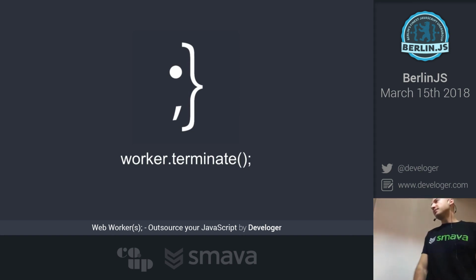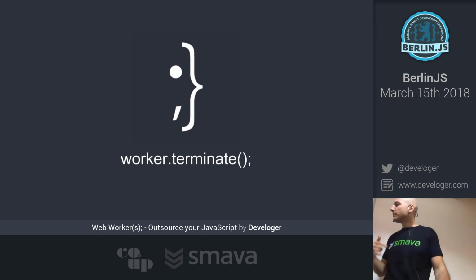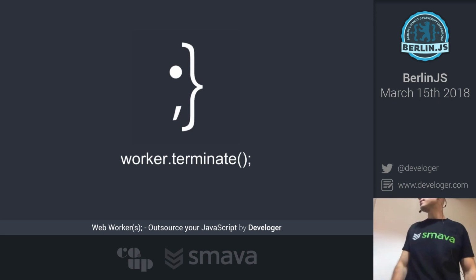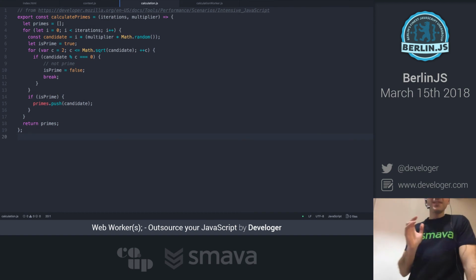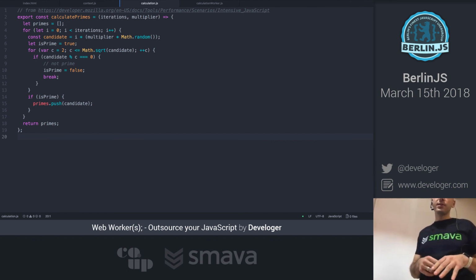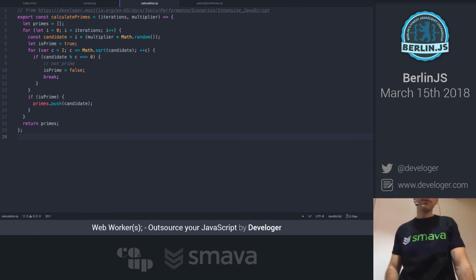And at the end, if you want to terminate a worker, you can do this simple thing, worker.terminate, from the main context of your application, or you can use self.close for the same purpose. Okay, so this is a very simple example. It's not fancy in some React framework. It's just pure JavaScript, nothing special.